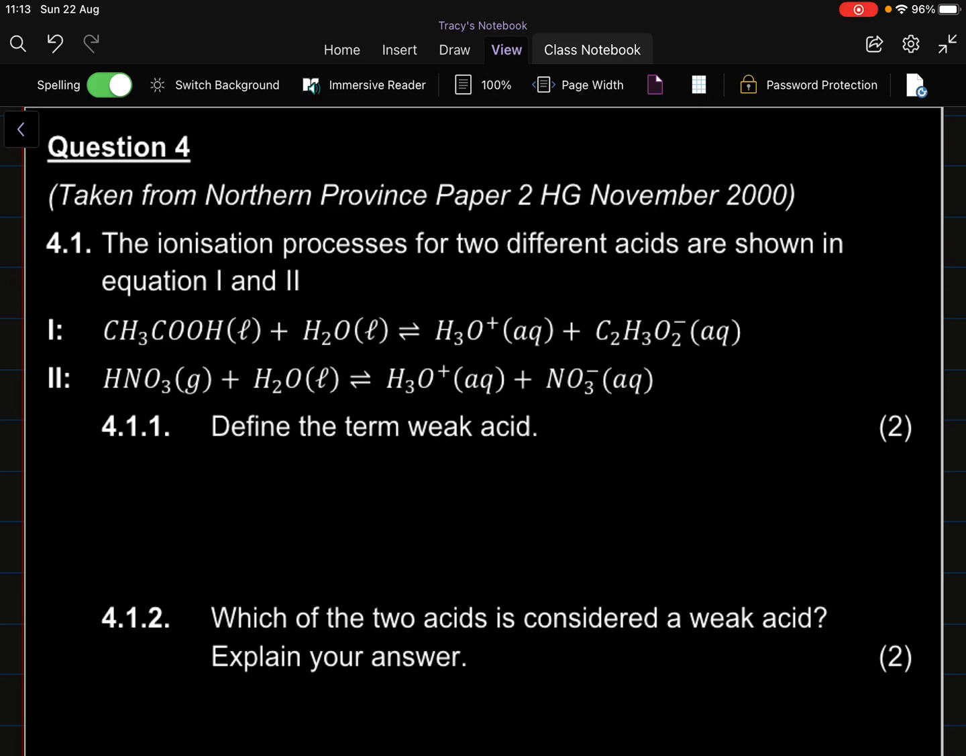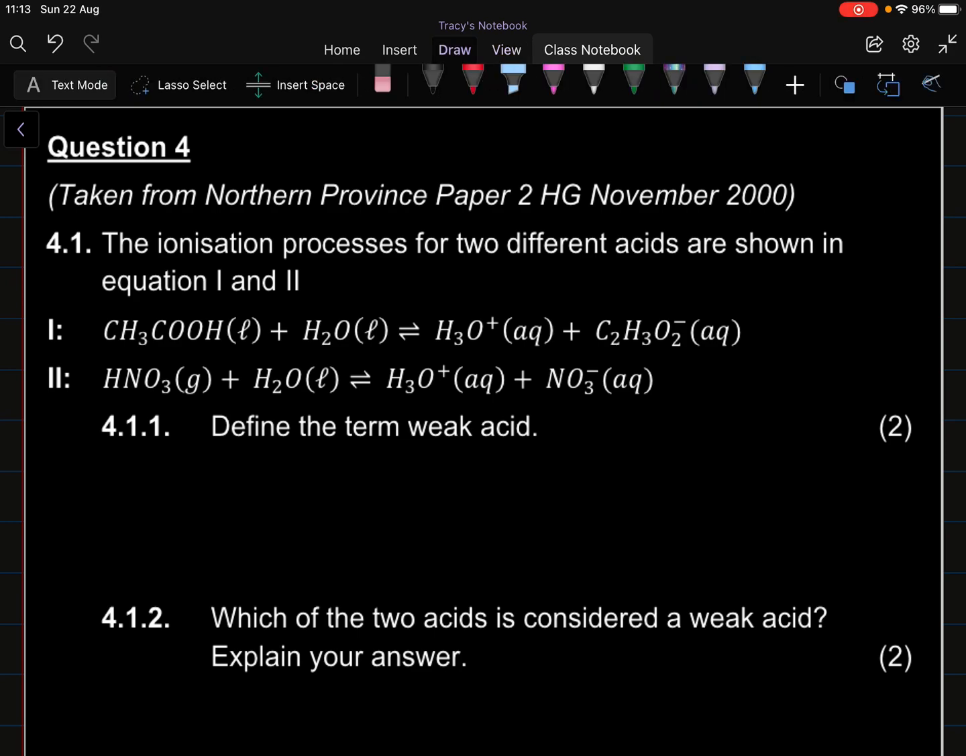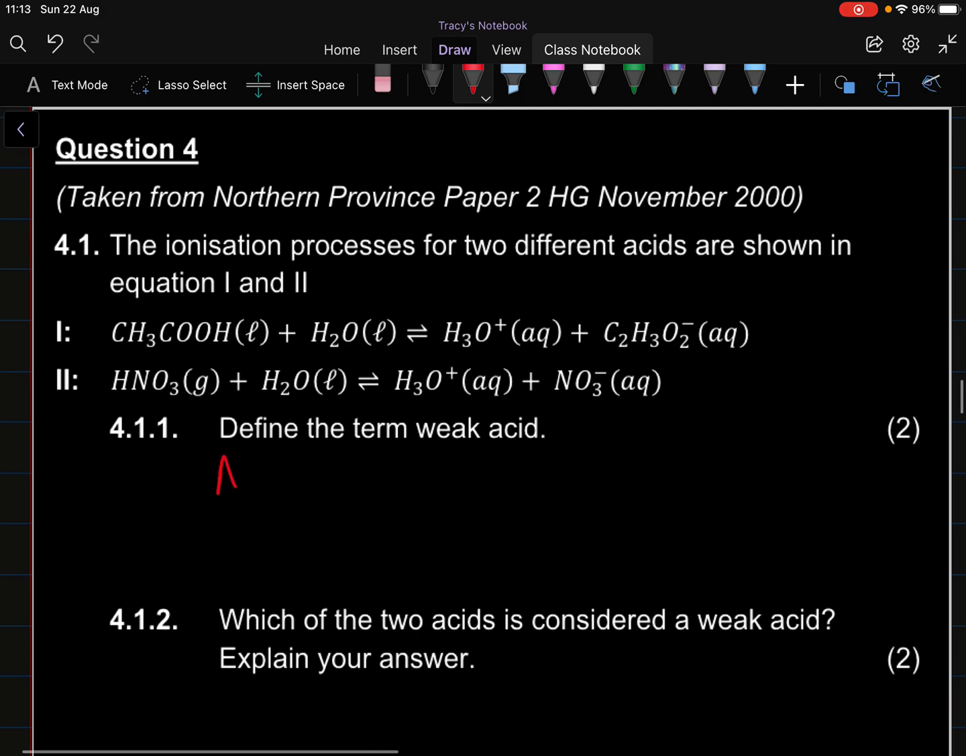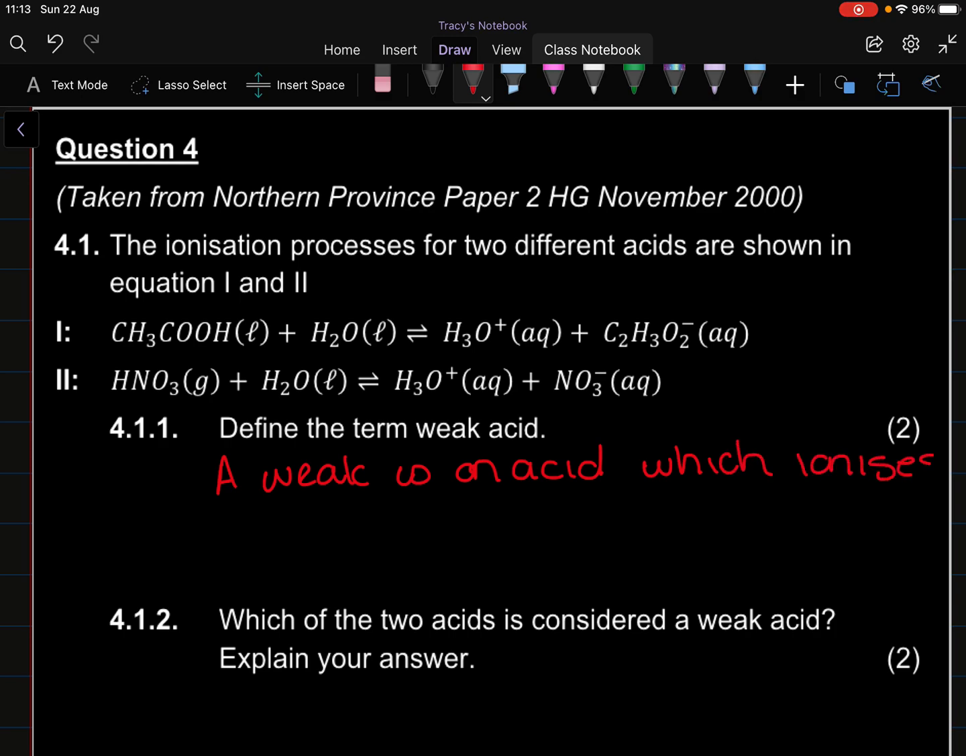Well, that's a fairly straightforward one, and it's one you're going to get asked often. So a weak acid is an acid which ionizes only slightly in water. Alright, so the point is that there's a low percentage of ionization. There's not a lot of ions which are given off, okay?